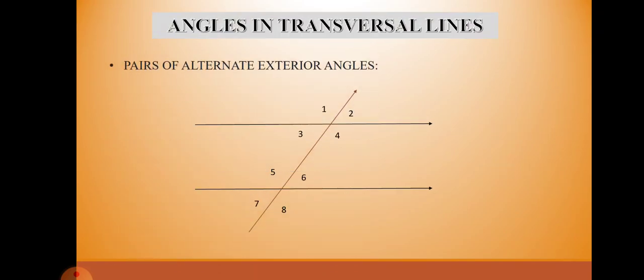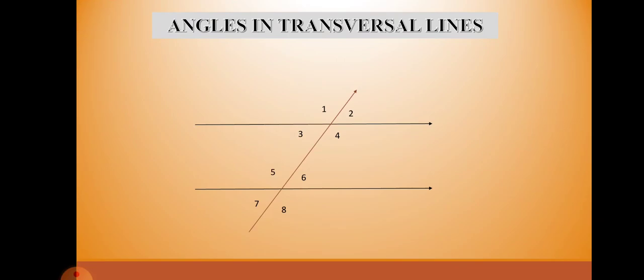Next, pairs of alternate exterior angles. Alternate means right side above, left side below. Again, left side above, right side below, and now 2 and 7. Right side above, this is left side below. So what are the exterior angles? Alternate exterior angle pairs are 1, 8. For this angle and this angle, this angle and this angle.